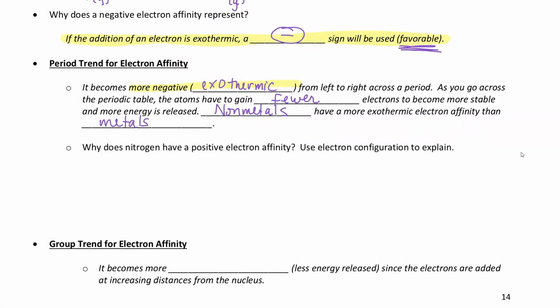Right? It's all about the attraction. So as we go across from left to right, we increase the number of protons in the nucleus. Therefore, we increase attraction. Therefore, it's easier to add an electron, right? The greater attractive force makes it easier for that process to occur.